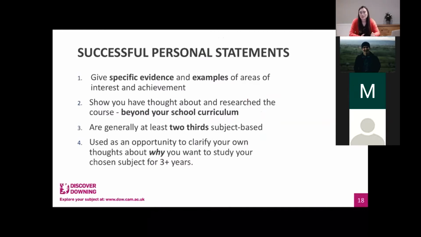So some of you might be studying economics at school at the minute. Most of you probably aren't. So what is it that's brought your interest into economics? And this should generally be about two thirds subject based. But if you can write a really good personal statement, it's also going to help you to clarify that it is the right subject for you, because you are going to be studying it for at least 3 years.